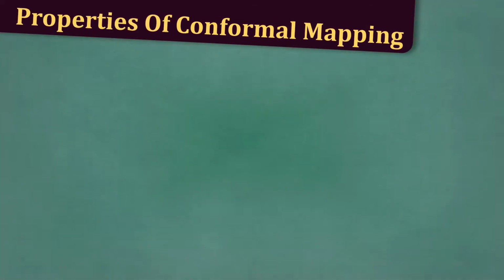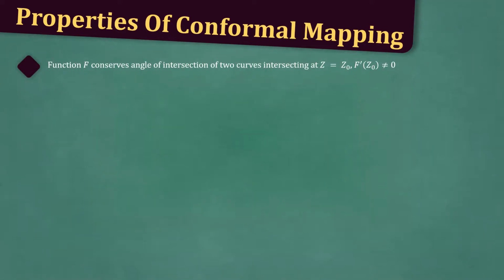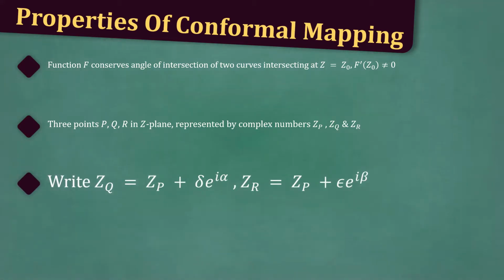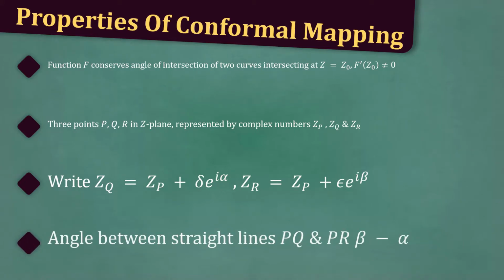Now, let's state some properties of conformal mappings. An interesting property of conformal mappings is that capital F conserves the angle of intersection of two curves intersecting at capital Z equal to capital Z0, where the derivative of F at Z0 is not equal to 0. To prove this, consider 3 points P, Q, R in the capital Z plane, represented by the numbers ZP, ZQ, ZR. We want to write ZQ is equal to ZP plus delta e to the i alpha, and ZR is equal to ZP plus epsilon e to the i beta. The angle between the straight lines PQ and PR is beta minus alpha.